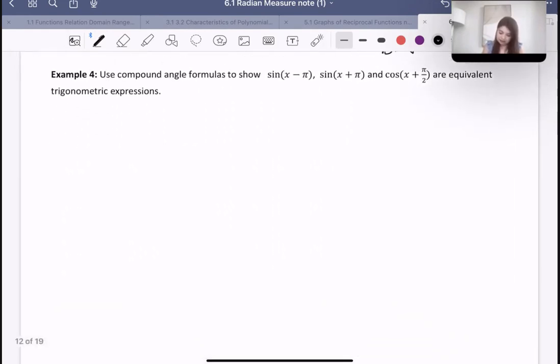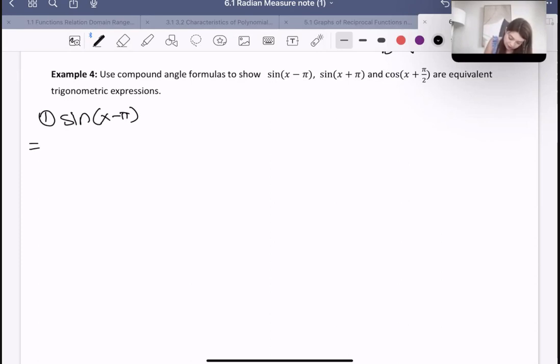Okay, let's move on to example 4. It says, use the compound angle formulas to show that sine of x minus pi, sine of x plus pi, and cos of x plus pi over 2 are equivalent. Now, we already know that they're equivalent from what we know about sinusoidal functions and the relationship between the parent function of sine x and the parent function of cosine x, but let's show it the way they want using the trigonometric expressions. So let's start with number 1, which is sine of x minus pi.